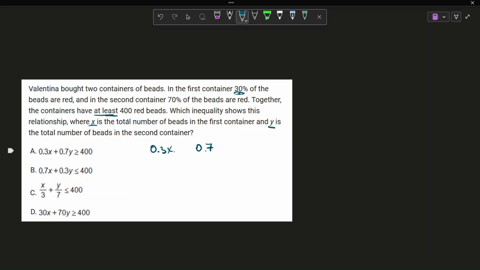And that's going to give us the inequality 0.3x plus 0.7y is greater than or equal to 400. And the answer choice that correlates with this one is A. Once again, it's really important to understand that this is a greater than or equal to because this is at least 400 beads.